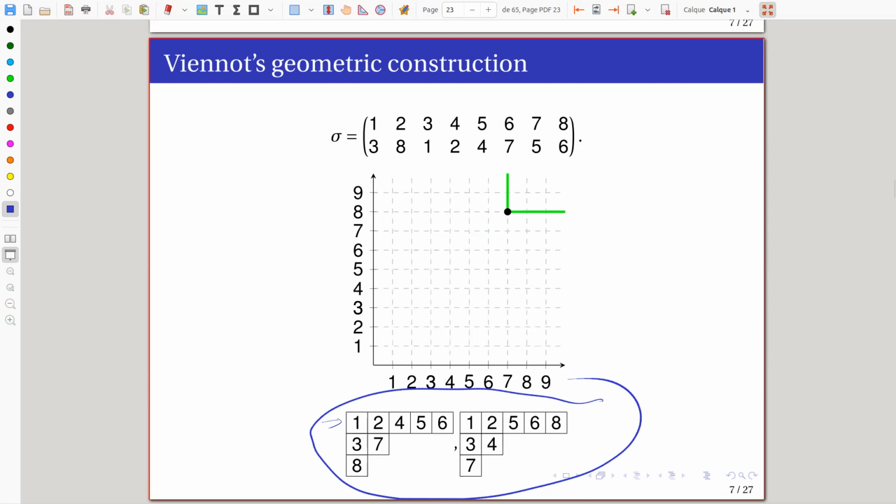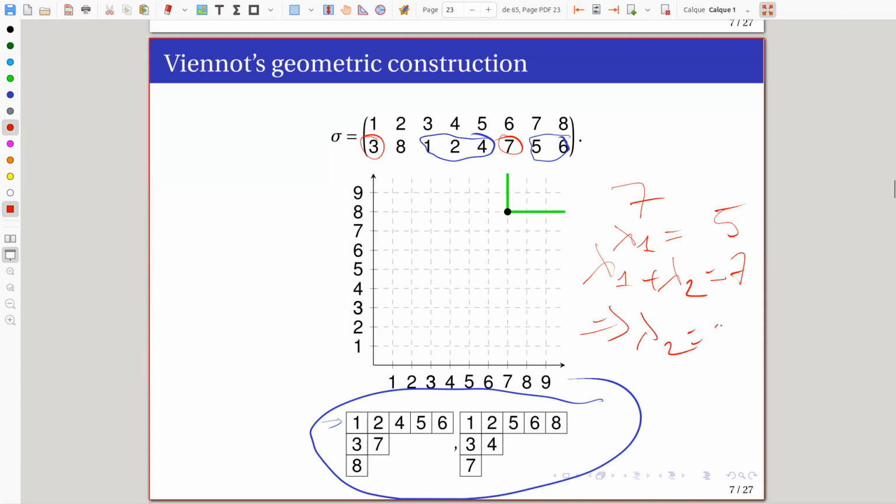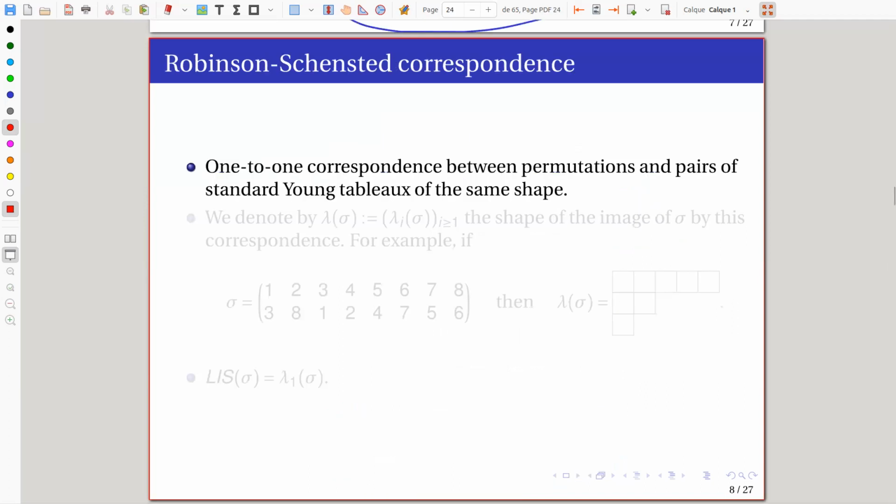So in this case, if you look at this one and this one, if you concatenate those two, 3, 7 is an increasing subsequence, 1, 2, 4, 5, 6 is an increasing subsequence. So their total length is 7, and it's not possible to have two increasing subsequences with the sum of lengths equal to 8. So this means that lambda 1 plus lambda 2 is equal to 7. And we had before that lambda 1, the length of the longest increasing subsequence, is 5. This gives that lambda 2 is equal to 2. This is the 2 we see here. I hope it was clear.